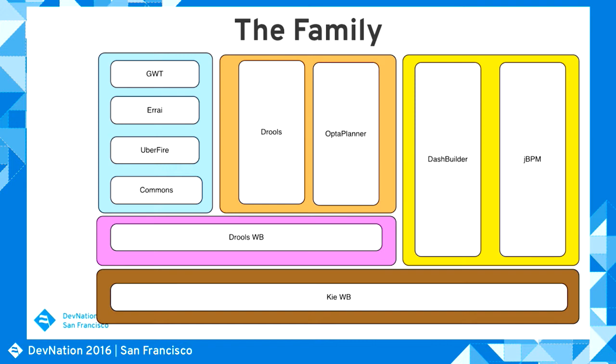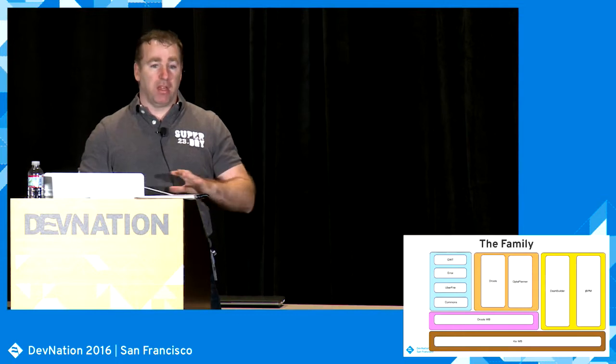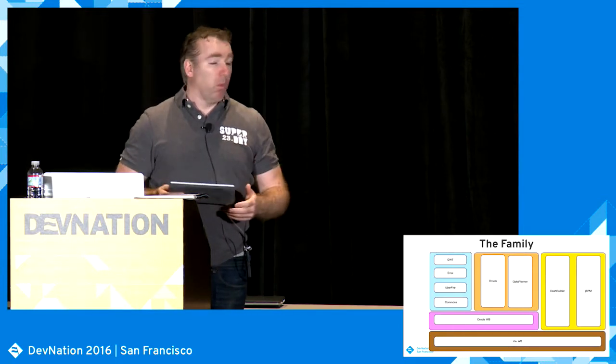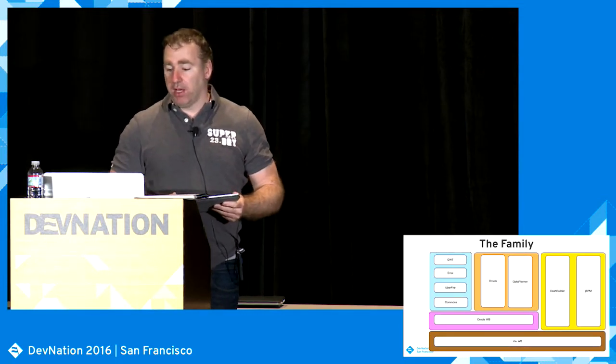The web tools feed into Drools WB. Drools and OptaPlanner feed into Drools WB. WB means Workbench. The Drools Workbench feeds into KIE WB. It's all modular, it's all layered. And obviously, to make up KIE WB, the complete aggregate Workbench, that feeds in DashBuilder and jBPM.